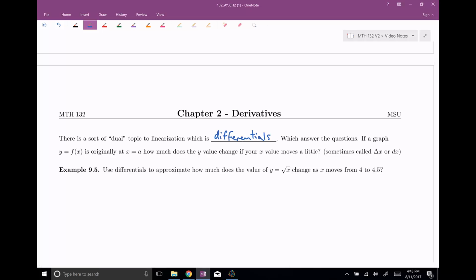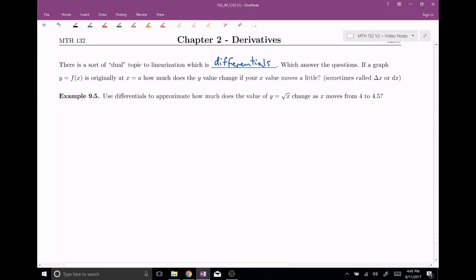That question being, if a graph y equals f of x is originally at x equals a, how much does the y value change if your x value moves a little? So the small movement in x is sometimes called delta x or dx. So a small movement in x, and the question is, how much does your y value change? So kind of an equivalent question almost, again talking about differentials: use a differential to approximate how much the value of y equals square root of x changes as x moves from 4 to 4.5.